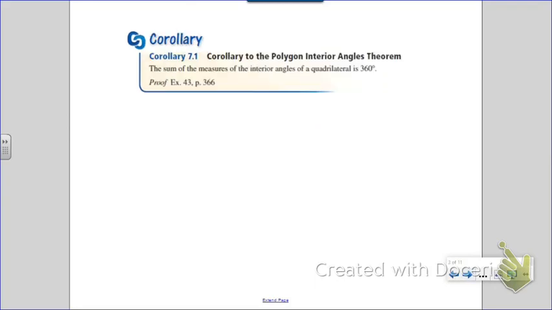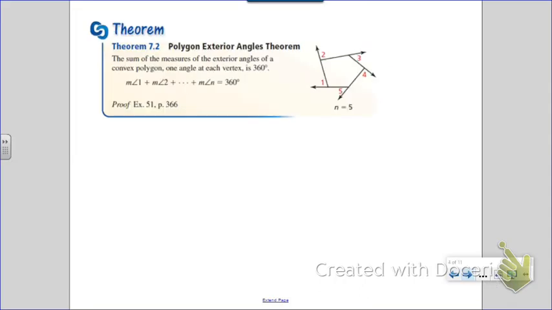Special to a quadrilateral, the sum of the measures of the interior angles of any quadrilateral, or four-sided shape, is 360 degrees. The sum of the measures of the exterior angles of a convex polygon is a total of 360 degrees.